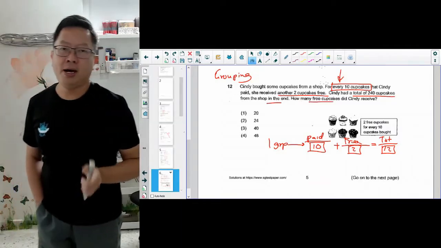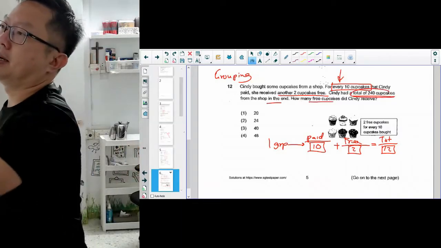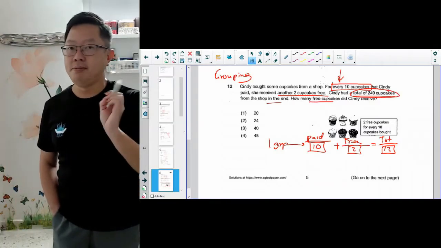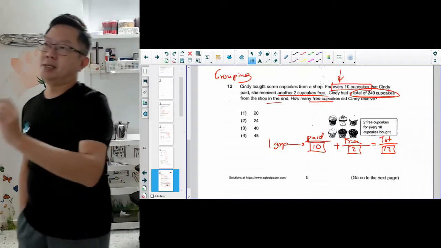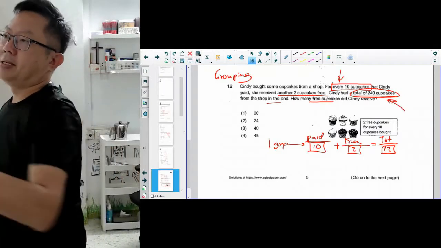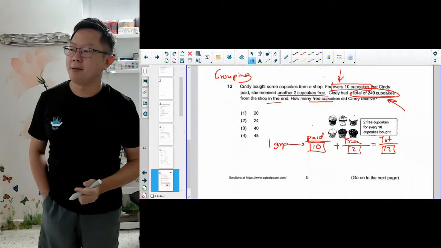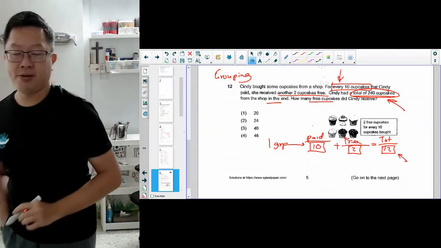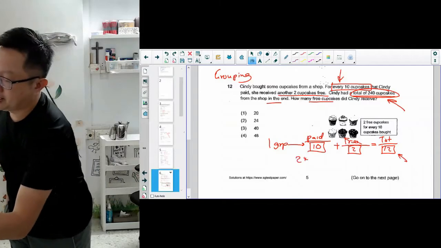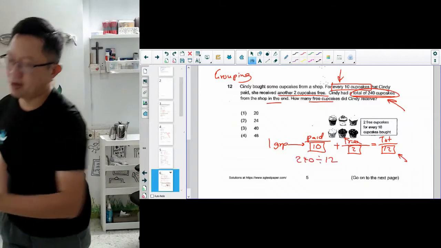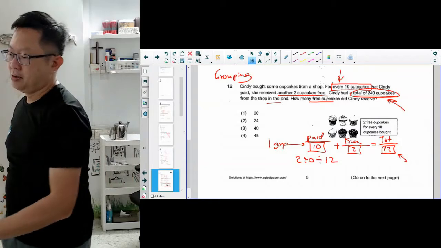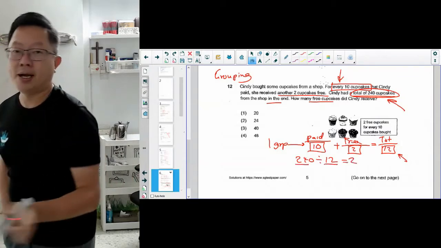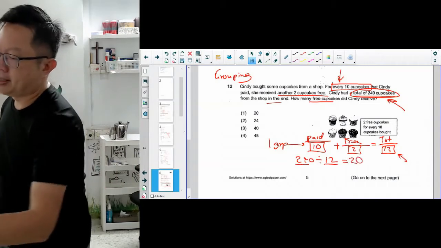So you have to find how many groups are there in 240 cupcakes. So you go back to one group and look for the same thing, look for the total number, because the 240 cupcakes is talking about the total cupcakes. So you go back to one group and you look at the total, which is 12. Then you take 240 and you divide by 12. And what's the shortcut to divide? You cover the 0. 24 divided by 12 is 2. And you put back the 0. So you will get 20 groups.